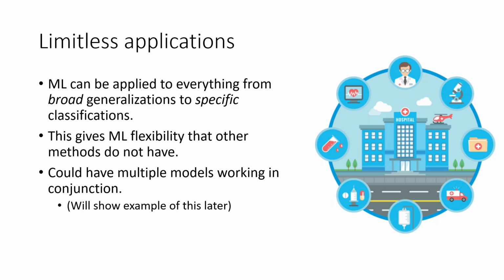Now, what makes machine learning so useful is that it can be applied to virtually anything, from broad generalizations to specific classifications in almost any field you can think of. This flexibility is what makes machine learning one of the most promising technologies that we currently have. Furthermore, a machine learning algorithm can be as complex as you need it to be, and you can even run multiple machine learning models together to solve a very complex problem.